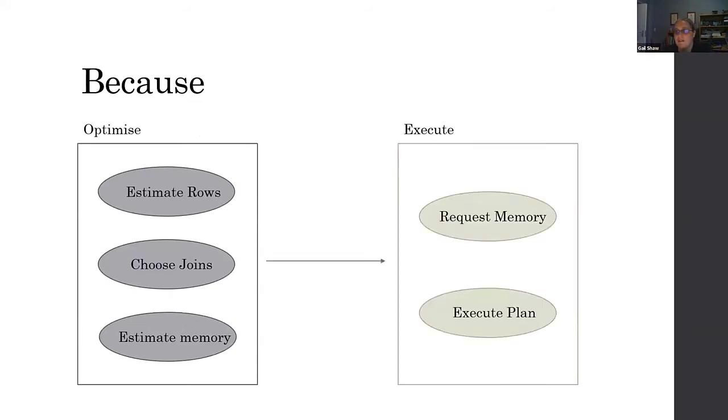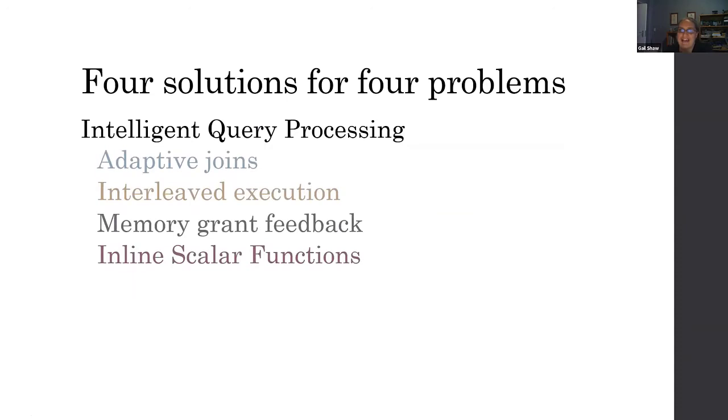Because the optimizer estimates the rows, the optimizer chooses a join, the optimizer estimates the memory, and then the execution engine requests the memory, executes a plan, that's it. And that's changed with intelligent query processing. Not completely, not 100%, but in some places.